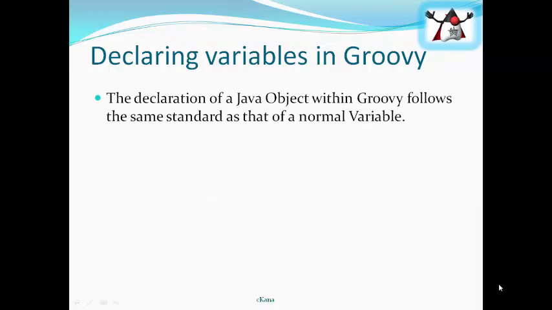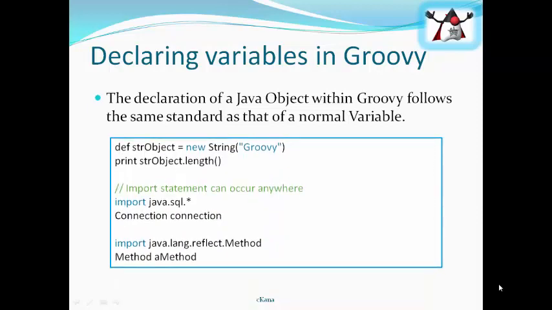The declaration of a Java object within Groovy follows the same standard as that of a normal variable. For example, the following example shows the usage of the import statement as well as referencing Java objects within the Groovy environment.